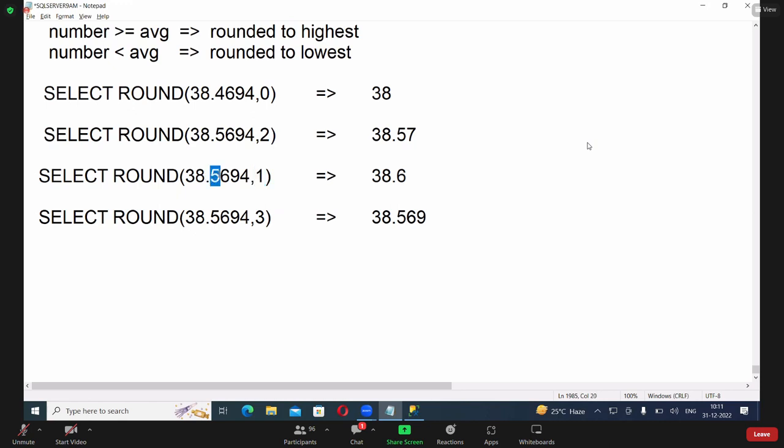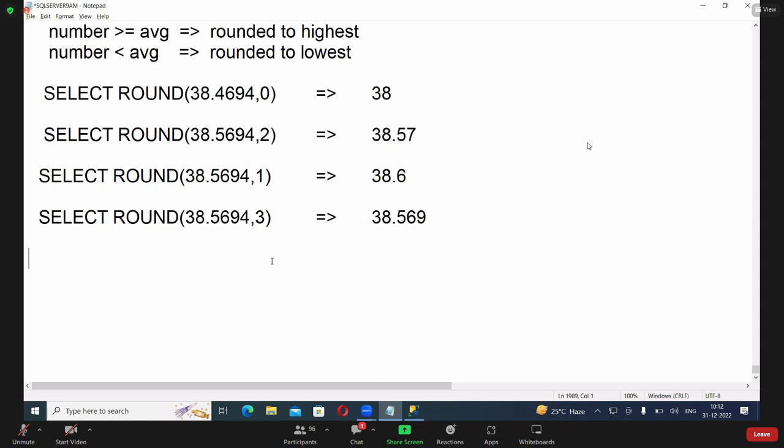5, 6, 9. 1 means 1 decimal. 5. Actually 5, but what is the next digit? Above 5. If it is above 5, this 5 is rounded to 6. Next one: 5, 6, 9, but the next digit is below 5. Then this is not rounded to 10. This is rounded to what? 9 only. Understood? In these examples, we are rounding the numbers to the integers or to the decimal places.